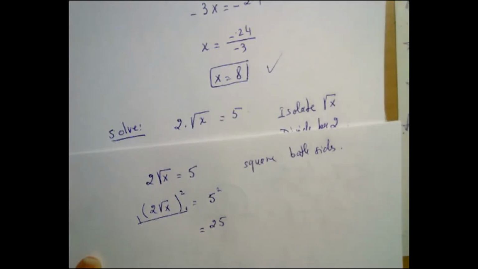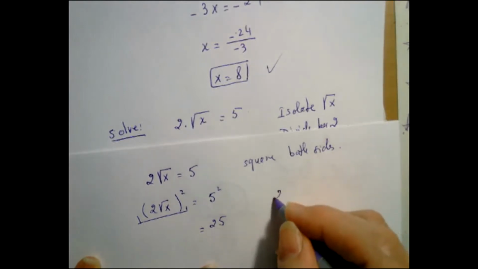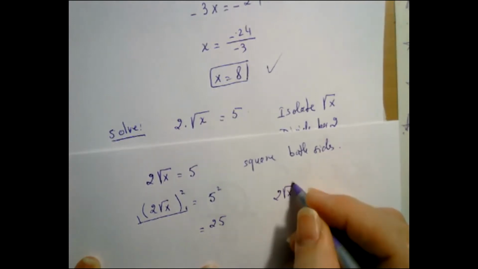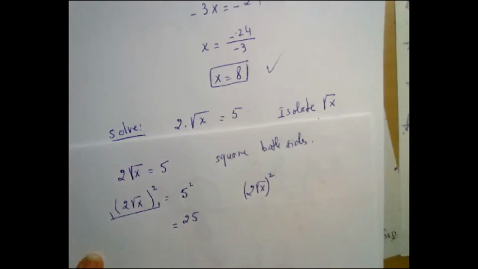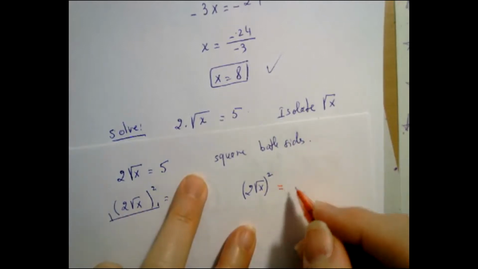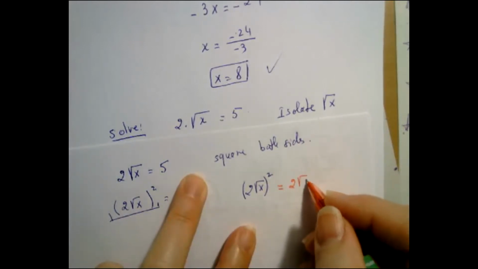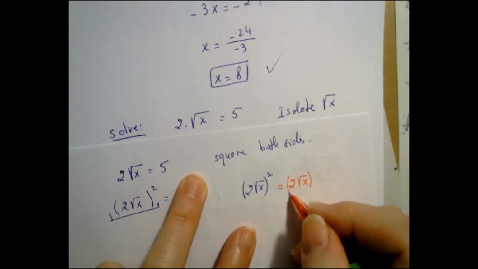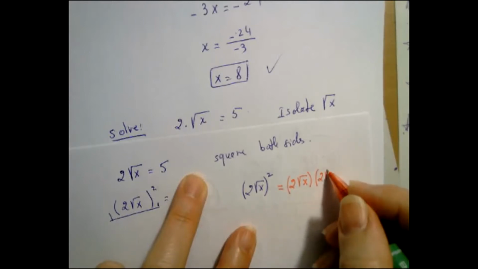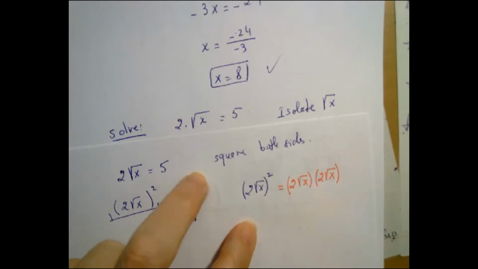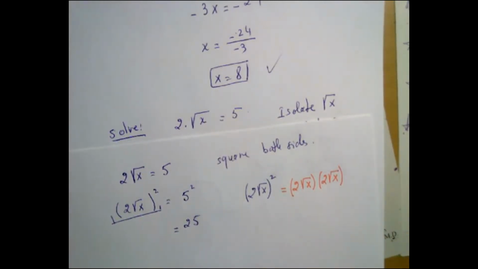That's why I'm addressing the subject. Don't just do things from memory. Think about it every time. What's this squared? What's the definition of that? It's 2 square root of x times 2 square root of x. Am I correct? That's what squaring means.